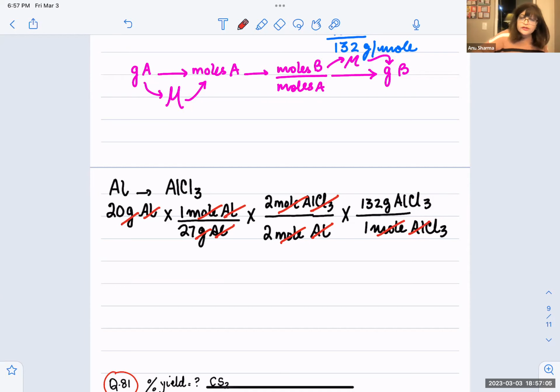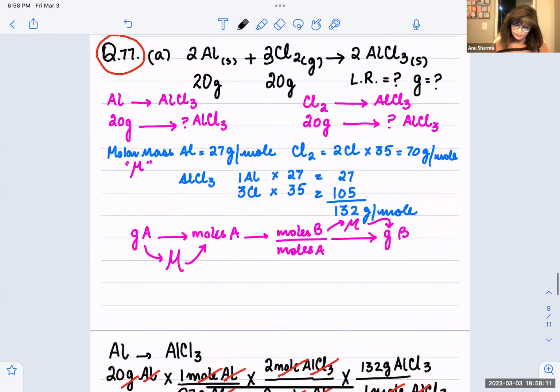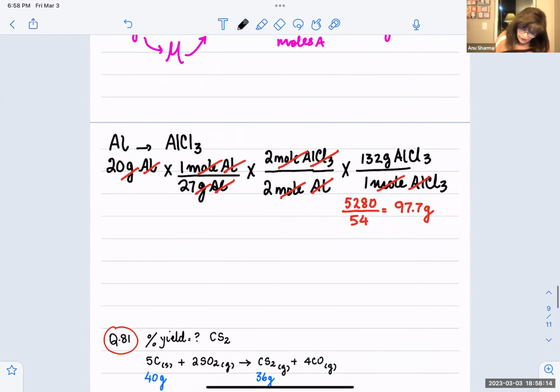So let's do the calculations. Okay, so here we get 97.7 grams of AlCl3 when you use 20 grams of aluminum. Now let's find out what we get when we use 20 grams of Cl2. Okay, so let's do this. Cl2 to AlCl3. How much do we get?